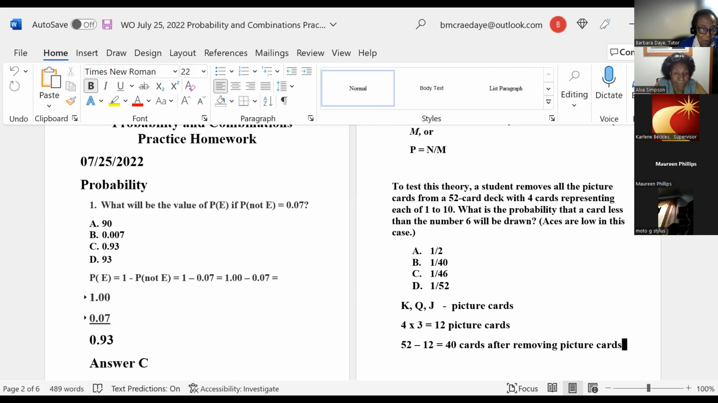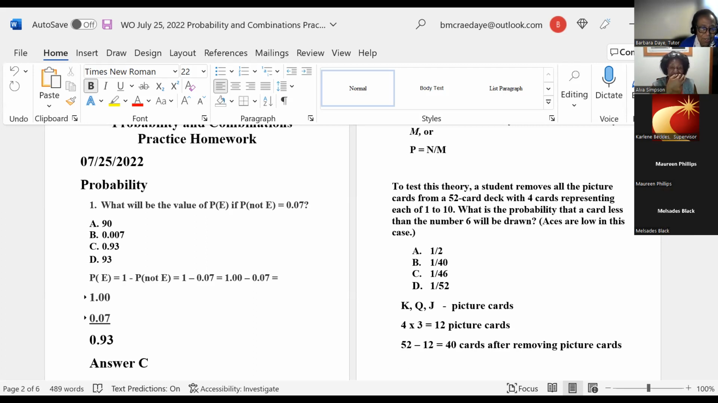Okay, Maureen, what's your next step? I wrote it in my exercise book. Okay, so you have 40 cards after removing the picture cards. What is your next step, Maureen? What is the probability that a card less than the number 6 will be drawn?